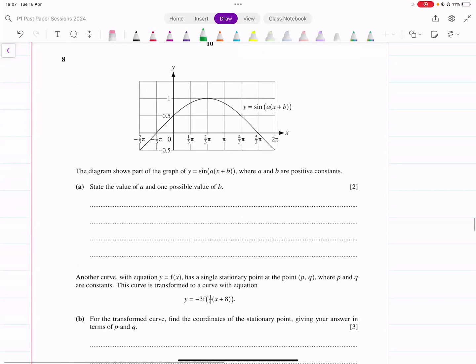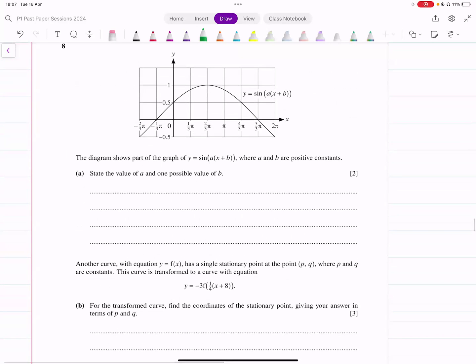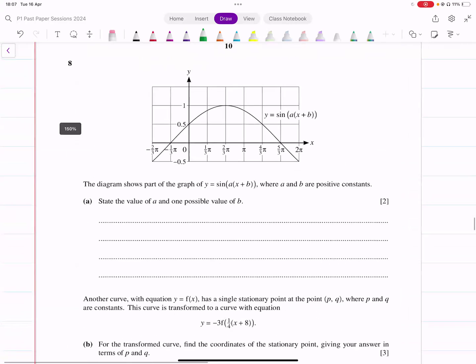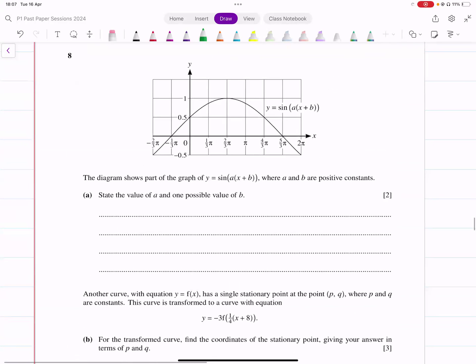Okay, all right. So the first really difficult looking question is question number 8, and that's what most of you are actually asking. Let's start with this one, and then we'll have a look at some others. Question number 8 says: the diagram shows part of the graph of y equals sin(ax + b), where a and b are positive constants. State the value of a and one possible value of b.